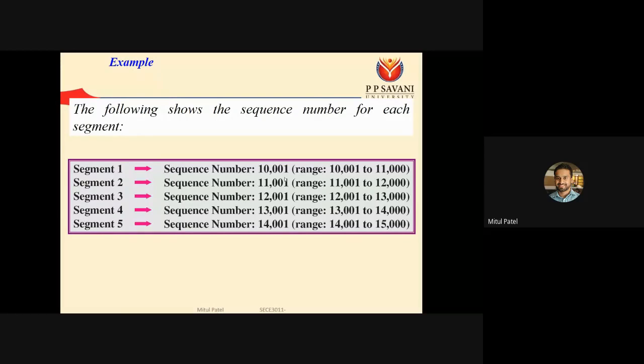Okay, so we can say that if the size of the segment is 1,000 bytes, then we can assign the segment numbers as: first one is 10,001, add 1,000 to it, then 11,001, add 1,000 again, then 12,001, 13,001, 14,001. So whatever the size of the message, if we keep adding it to the previous sequence number, we get the sequence number of the next segment. By that way we can assign the sequence number to each and every segment, and by that way these algorithms or protocols are going to be implemented.